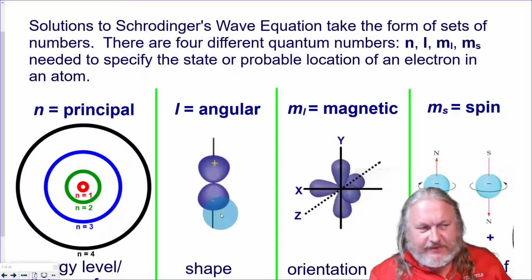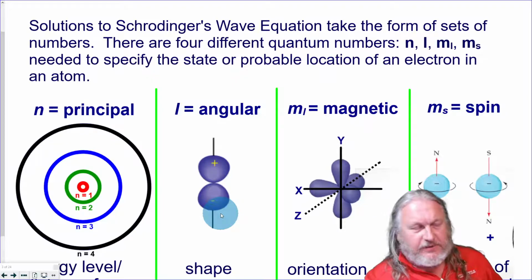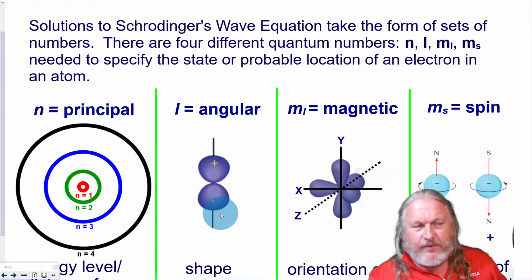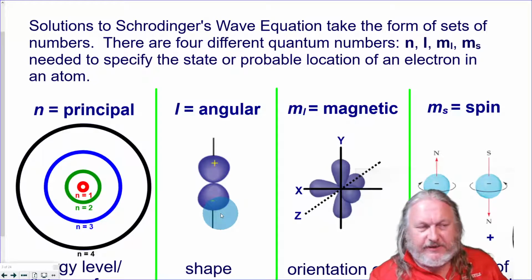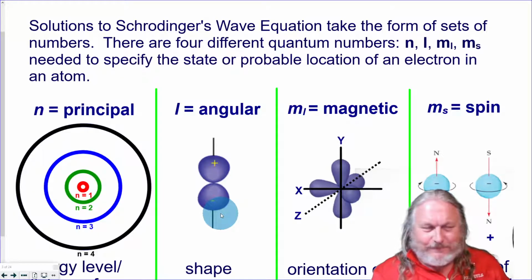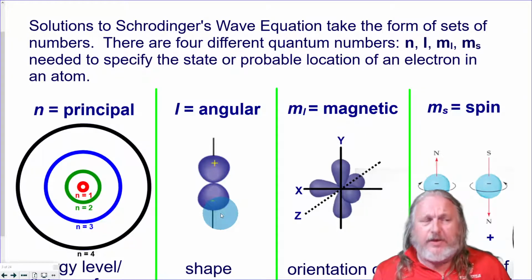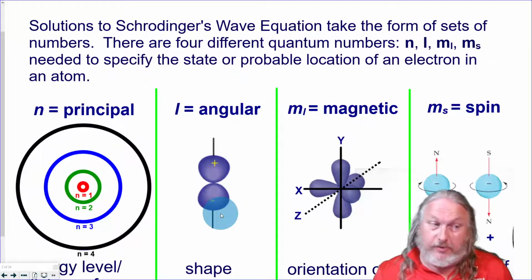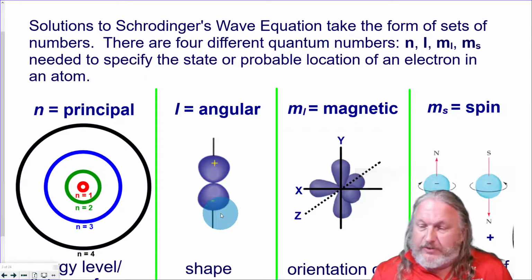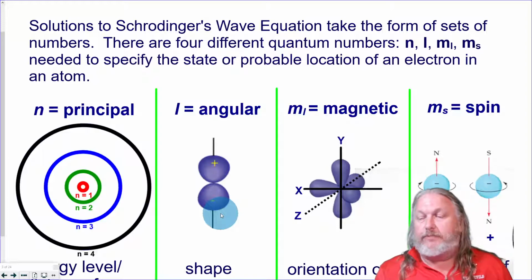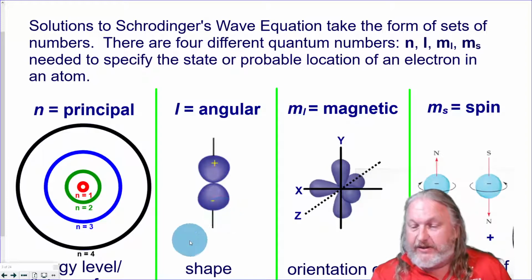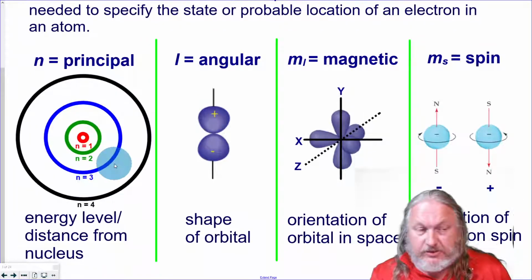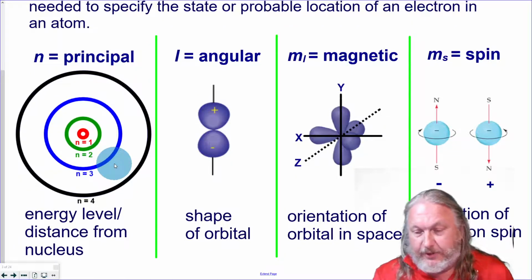We'll do a little activity and we'll talk about what those numbers are, and so you'll have a familiarization with them. You don't have to necessarily know them exactly, okay? You need to have a familiarization with them, so when you take additional classes or hear about them, you'll know what they mean. So these 4 quantum numbers are needed to specify the state or the probable location of where that electron is in the atom.